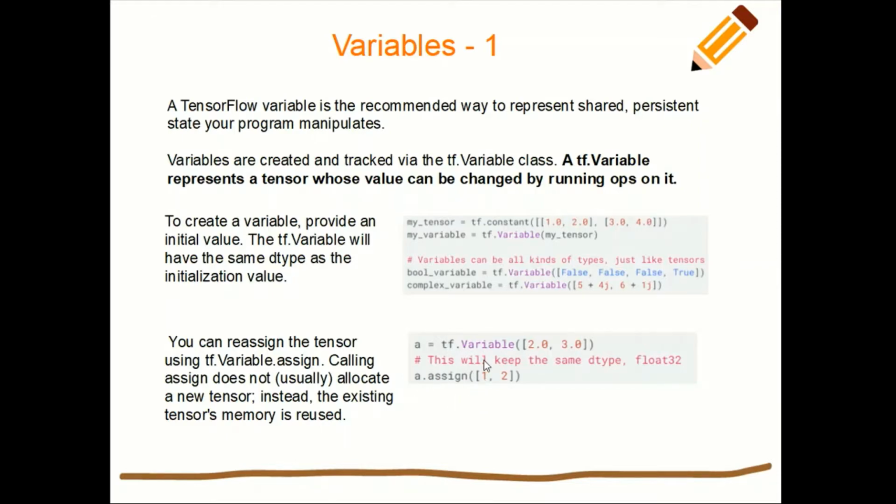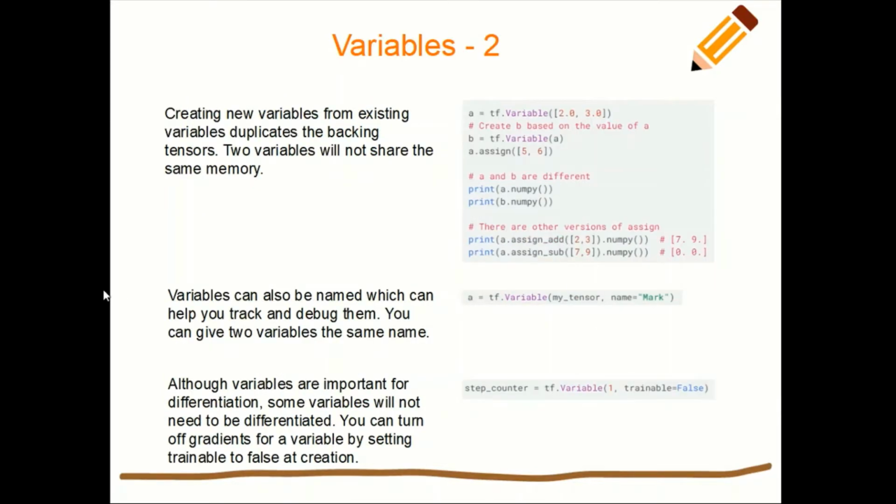If we create a variable a and do this assign call on it, it is going to update the same memory. If the variable was pointing to a certain memory location, the values are updated in the same location. So tensor memory is reused in the case of assign. Now, variables can also be created from an existing variable. In this case, the two variables do not share the memory.